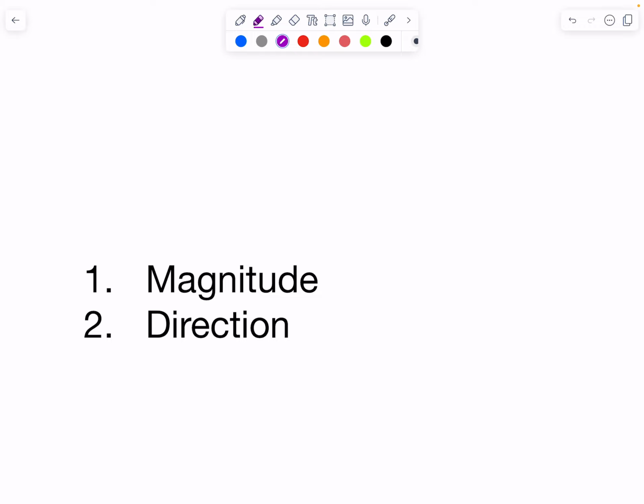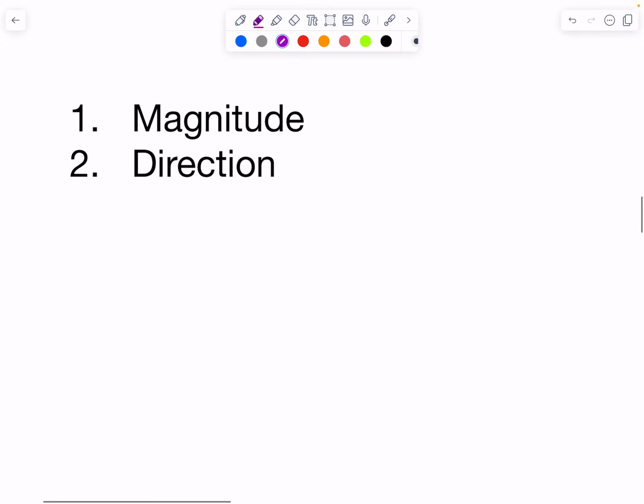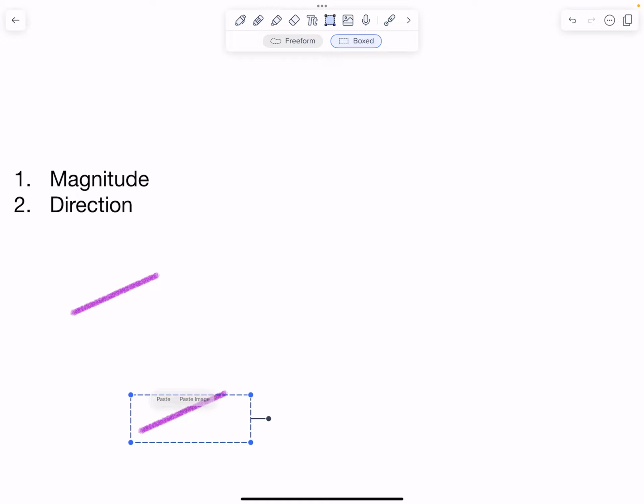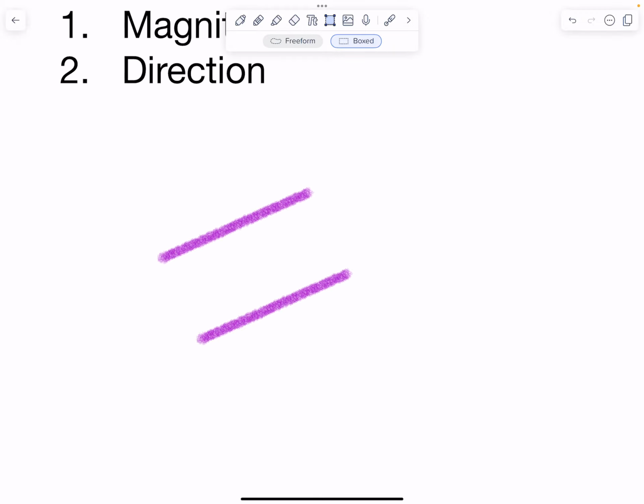For example, if we have two arrows of the same length but pointing in different directions, so let me copy this. Same length but different direction. They are distinct because their directions differ, which can be thought of in terms of positive and negative direction. So the one is positive and the other one is negative.